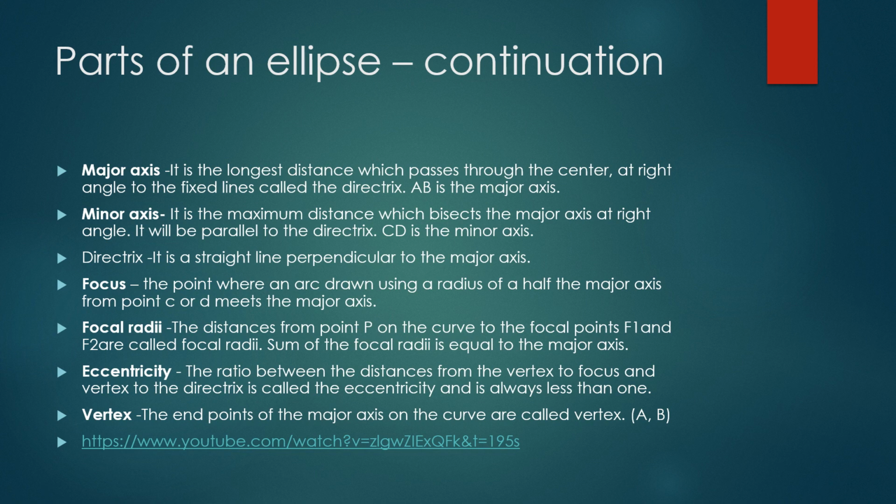Then let's define the term eccentricity. Eccentricity is the ratio between the distance from the vertex to the focus, and the distance from the vertex to the directrix.